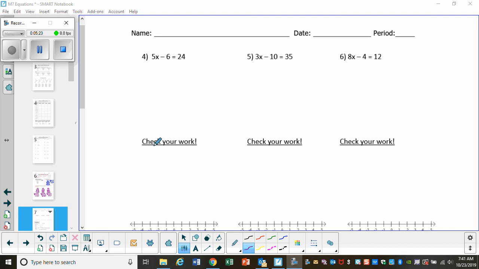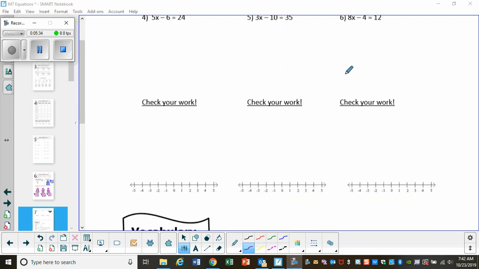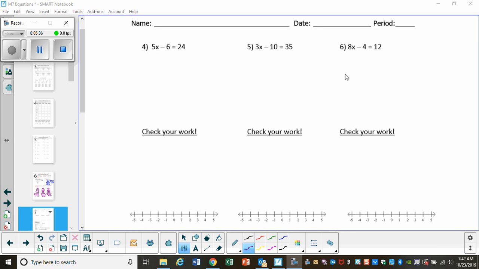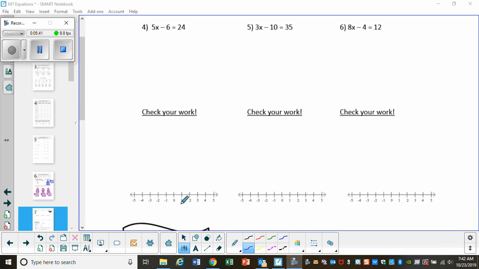Okay, so now that you understand the process of solving equations, if you turn to the second side, I want you guys to go ahead and try 4, 5, and 6. I'm going to pause the video here, and then that way you can practice solving and checking. I'm going to explain the number line part after you have tried 4, 5, and 6 on your own. So again, just solve 4, 5, and 6 and check it, and then I'll explain the number line part. All right, get to work.